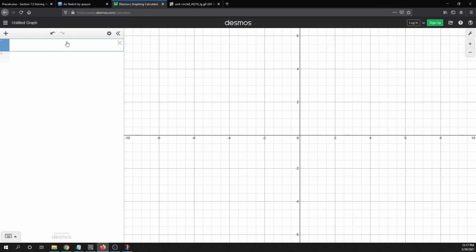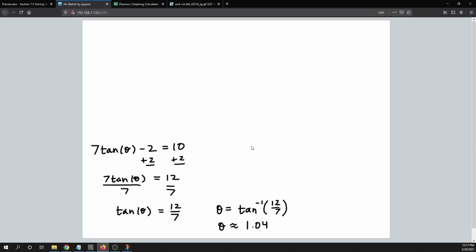And so on Desmos, I need to do that as 12 sevenths, and we are in radian mode, which is correct. And so we get theta is approximately 1.04 to 2 decimal places. All right, and so now, though, we have to be a little bit careful. We want all of the solutions in 0 to 2 pi.